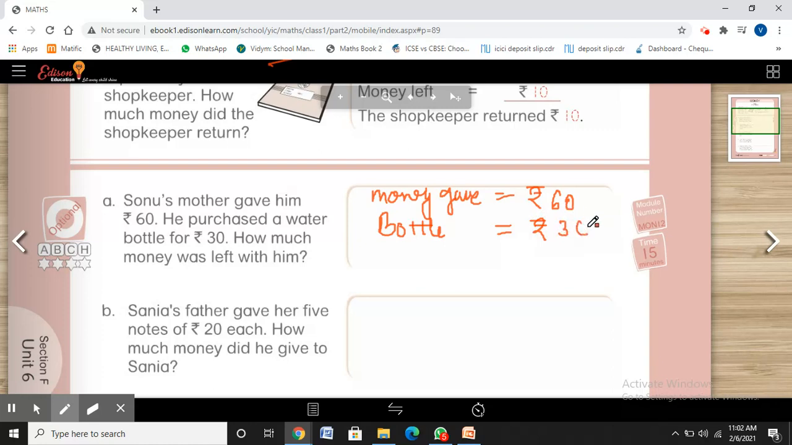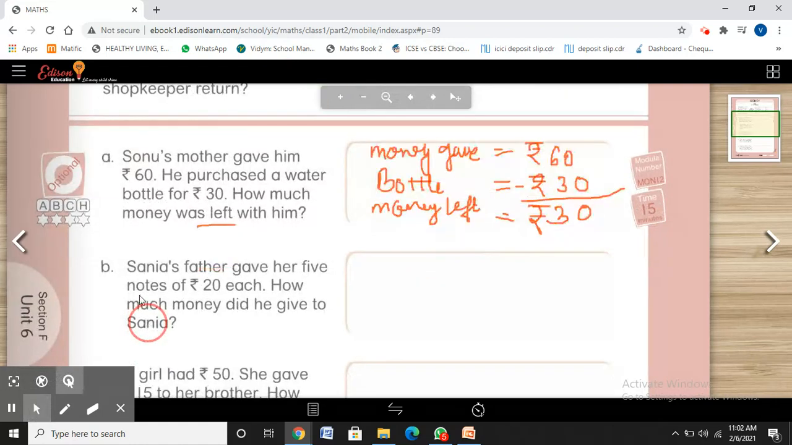Now, how much money was left? Left means subtraction. So you write money left. You have to write your statements in your notebook in your exams also, proper statements. 0 minus 0, 0. 6 minus 3, 3. So money left is 30 rupees. You have to write rupees also here. 30 rupees.